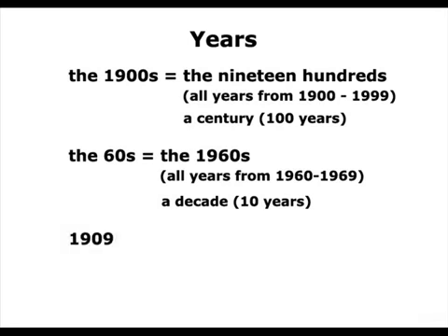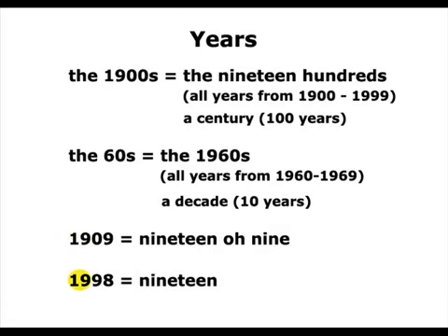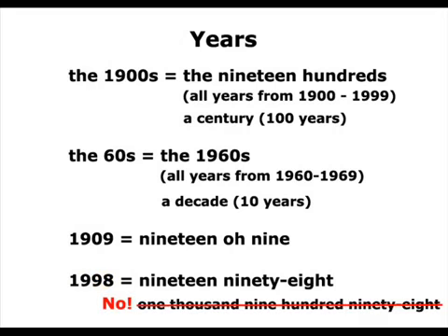To say individual years, the number is said in two parts. 1909. Again in two parts, 1998. We don't say 1998.